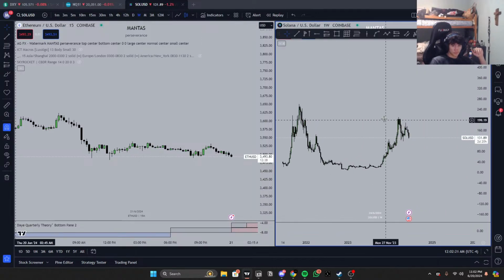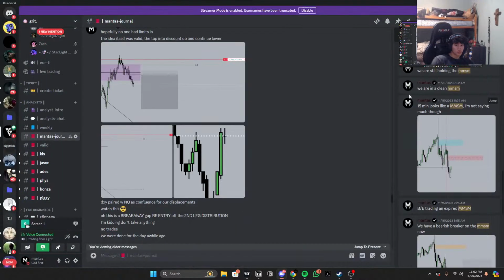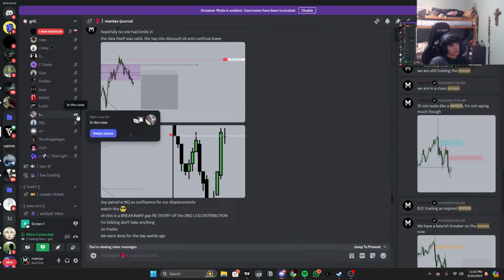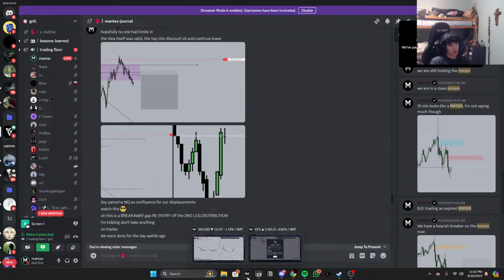So my issue is, when it gets to external range liquidity, how would I know that it's going to respect the external range liquidity instead of just running through it? Bias. If there's a power of 3 and standard deviations pushing for higher, then I'd probably go for that. Otherwise, we could just be.